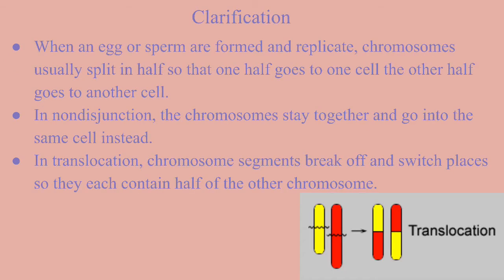Just to clarify, when sperm and egg are formed and they replicate, the chromosomes usually split in half. So one half goes to one cell and the other half goes to a different cell. However, in non-disjunction, the chromosomes stay together and go into the same cell instead. In translocation, the chromosome segments break off and switch places, so every chromosome will contain half of the other chromosome in that case. Here is a physical description of what translocation looks like.